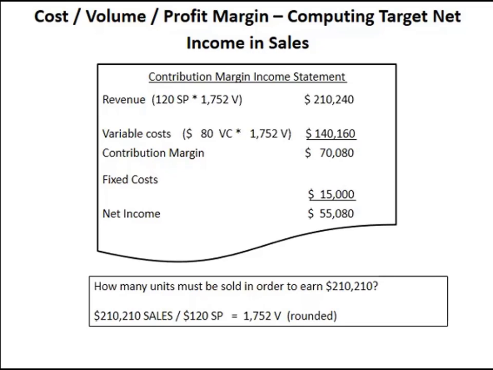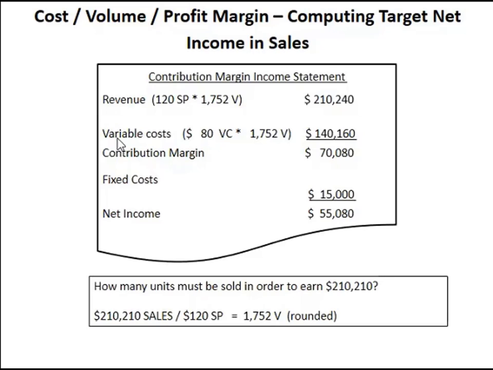Now that I have the volume, I can plug that into my contribution margin income statement, and I can come up to a reasonably good approximation of the proof here. I compute my total revenue, and the way I do that is I'm taking my $120 selling price times the volume I just computed, which is 1,752. In this case, it comes out to 210,240. Now, in theory, it should have come out to 210,210, but again, I rounded that up, so there's $30 extra there.